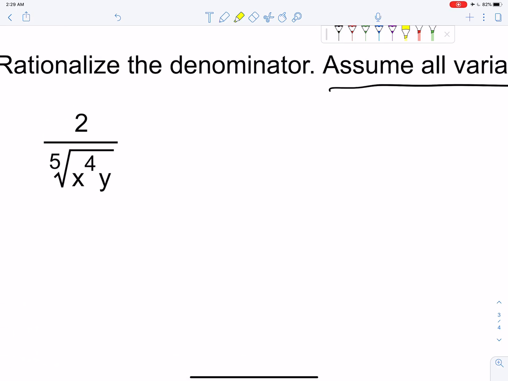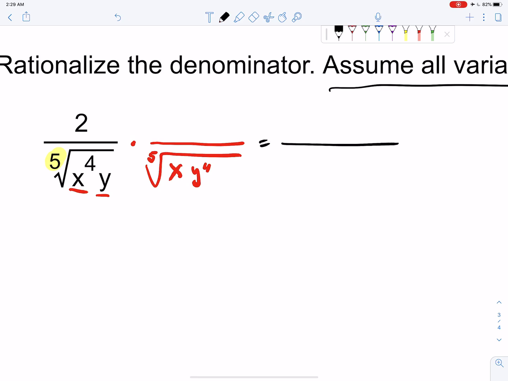Once again, really realizing that that index is 5. The name of the game then is we need 5 of the same repeated factor being multiplied to simplify out of the radical. Well, I have 4 of them, right? X to the 4th. So I need 1 more x. I only have 1 y, so I need 4 more of those. And when they multiply, we are going to have x to the 5th, y to the 5th. And so that is awesome because that will rationalize the denominator.